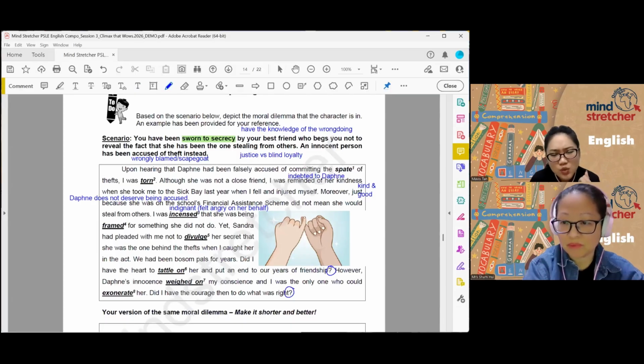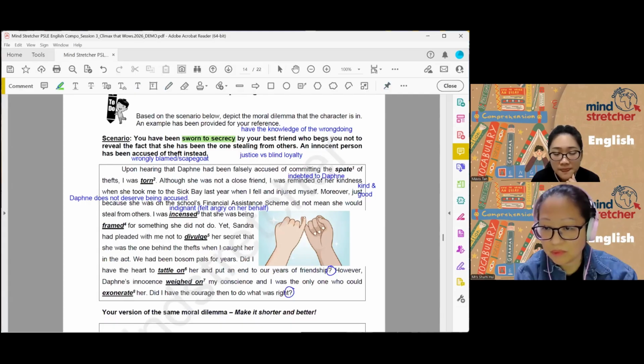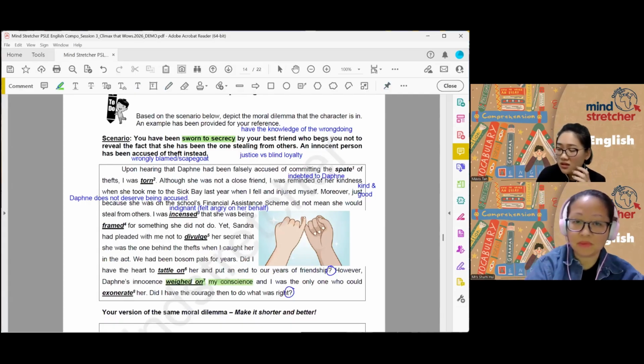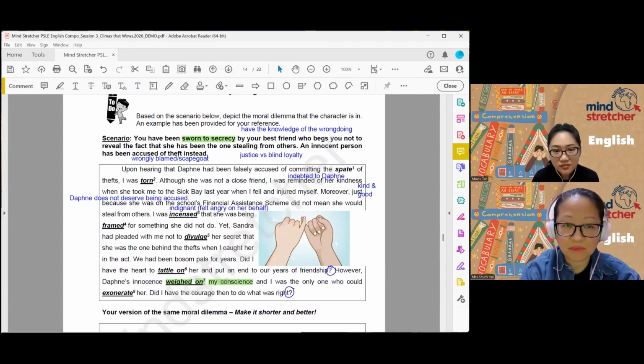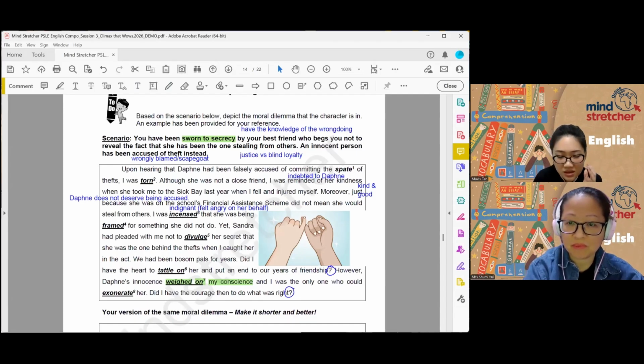However, Daphne's innocence weighed on my conscience. A beautiful phrase, a collocation as well. Okay? Something can gnaw on your conscience, that means chewing on it, or weigh on your conscience. It's fine. And learn how to spell conscience. It's conscience. Okay? There's an S. And I was the only one who could exonerate her. Okay? To reveal the truth, to free her from this false accusation. Did I have the courage to do what was right?